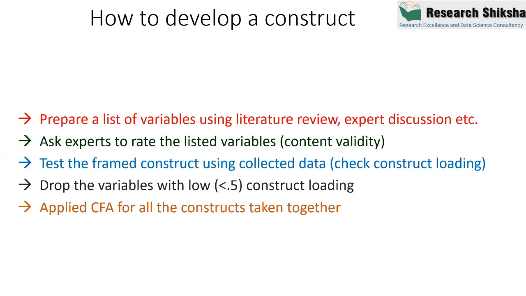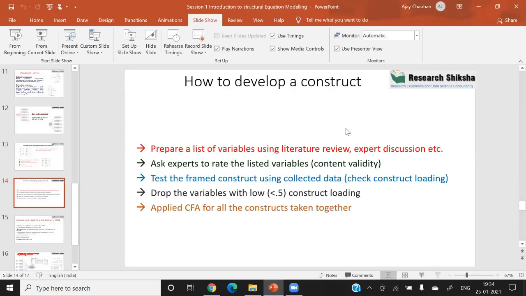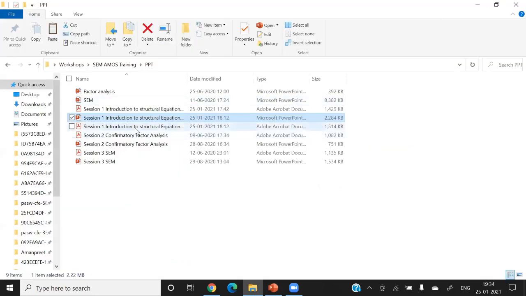Okay. Now the question is how to develop the construct, from where constructs can be developed. The basic answer is that all these constructs can be developed by different methods. For example, we can prepare a list of variables using the literature review and expert discussion. Okay, so I'm showing here my paper.